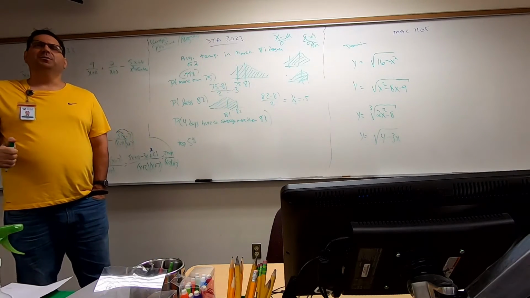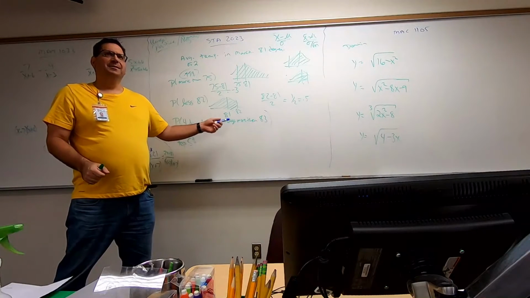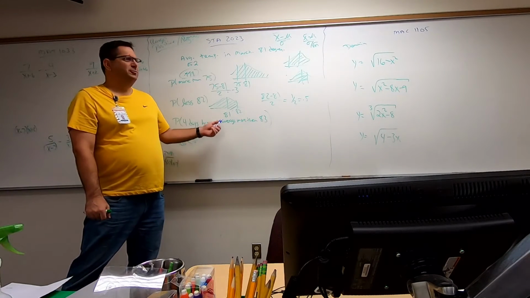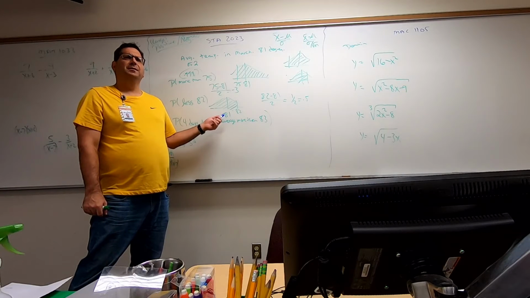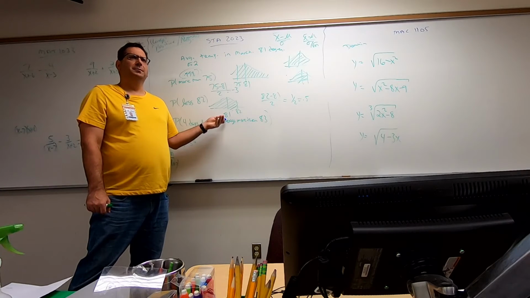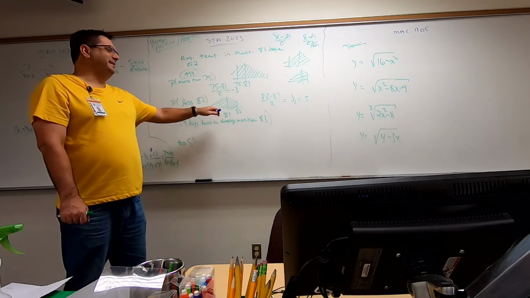You did what? Oh, you put 75 in the middle? How would you get 80? You put 75 in the middle. If you put 75 in the middle, you get 3.5.